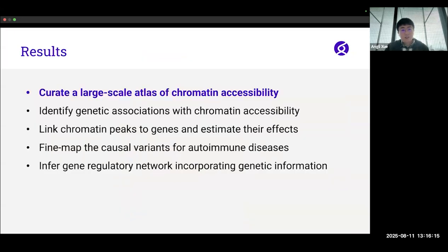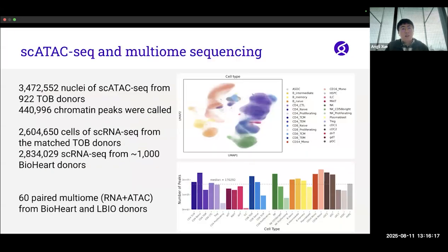First, I'll talk about the data set a bit more specifically. For the main data set, we have around 922 donors after quality control. In total, we have around 3.5 million nuclei. In each cell type, we call the chromatin peaks, and in total we have around 400,000 chromatin peaks. Then we test the genetic association with each peak.